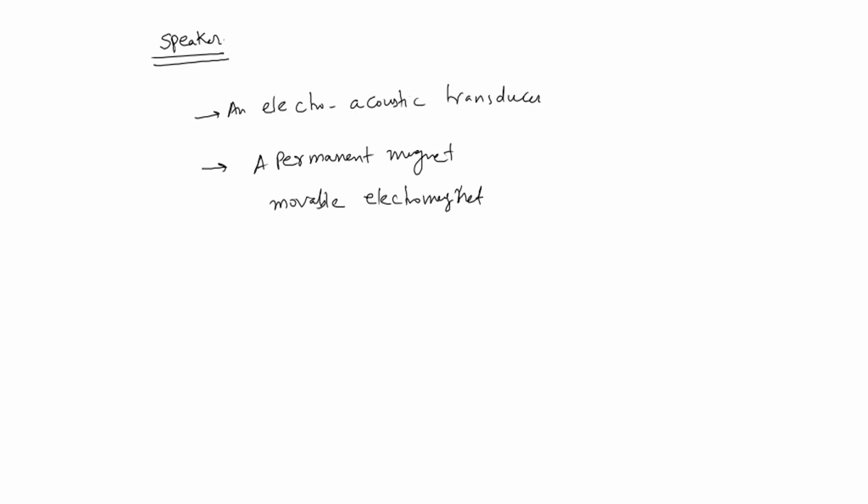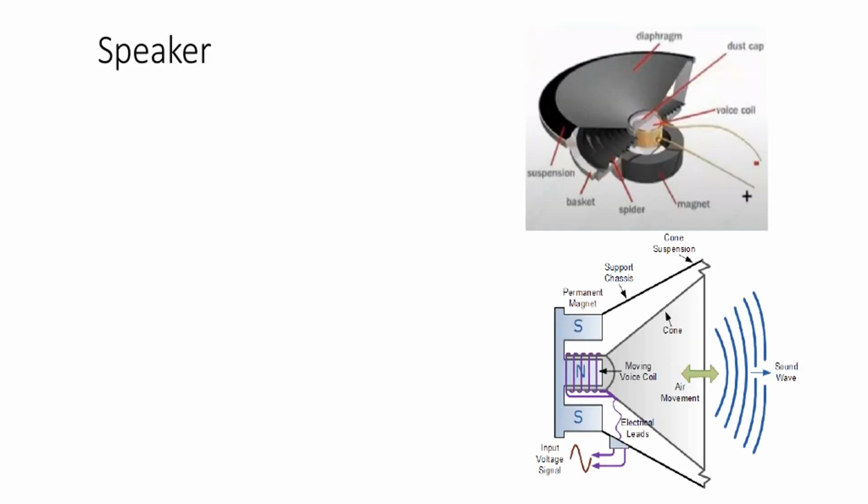So how does it work? If you see the internal structure of the speaker, it looks like this. The back side is your permanent magnet. In the middle is your movable electromagnetic material, and there is a coil which is placed around this movable magnet, and if you pass the current through this coil, this movable magnet starts to move. And there is a diaphragm which is attached to it, right?